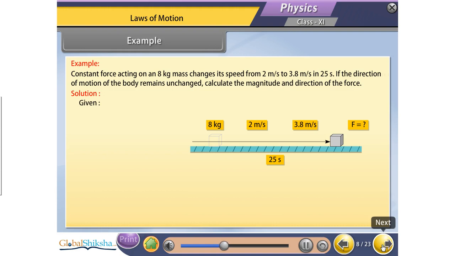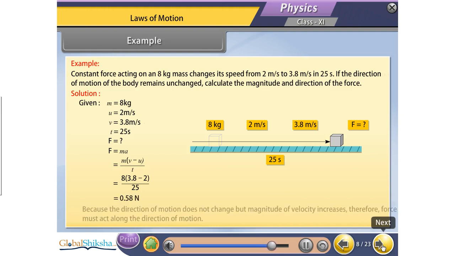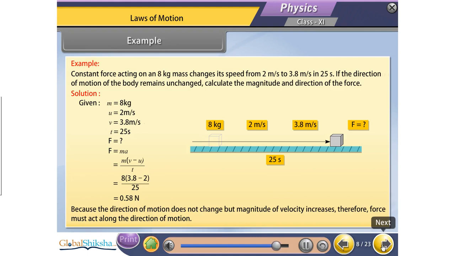Given values are: m is equal to 8 kg, u is equal to 2 meter per second, v is equal to 3.8 meter per second, t is equal to 25 seconds. F is equal to ma, which is equal to m into (v minus u) divided by t, which is equal to 8 into (3.8 minus 2) upon 25. Force is equal to 0.58 Newton. Because the direction of motion does not change but the magnitude of velocity increases, therefore the force must act along the direction of motion.